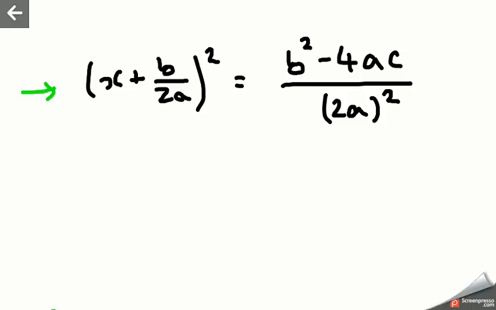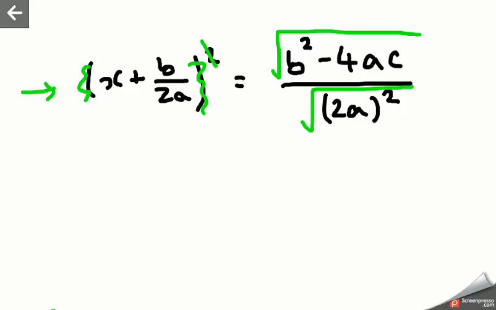To do so, we said, well, if this thing squared is equal to this thing, then let's take the square root of both sides. If we take the square root of the left-hand side, the square cancels out, so we just end up with x + b/2a. And when you square root a fraction, it's the same as taking the square root of the numerator divided by the square root of the denominator. So we can write that as the square root of b² − 4ac divided by the square root of (2a)².